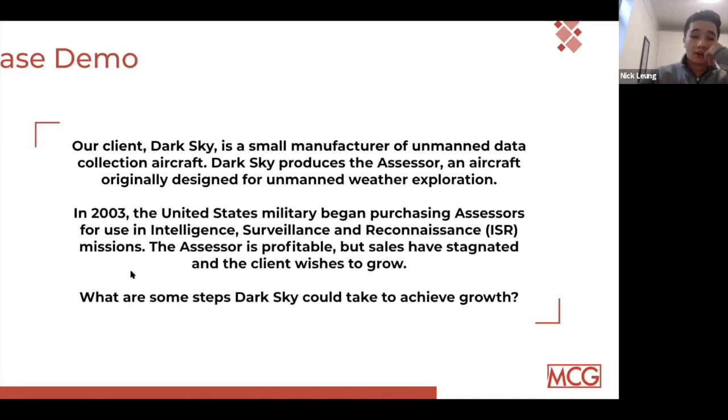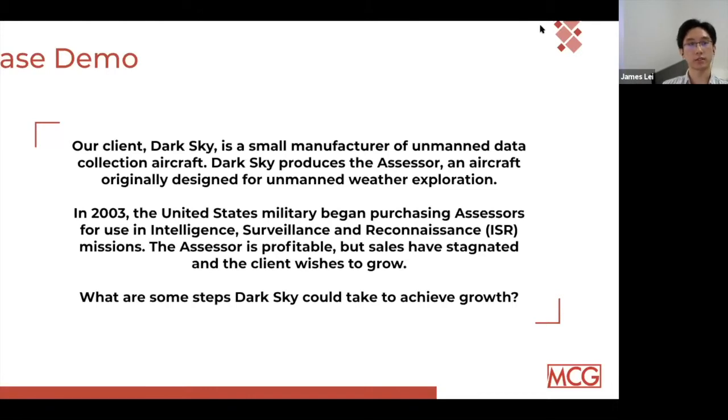The Assessor is profitable, but sales have stagnated and the client wishes to grow. What are some steps Dark Sky could take to achieve growth? Great, thank you so much. And I'm really excited to work on this problem with you today. If I could quickly just repeat back some of the information you covered.